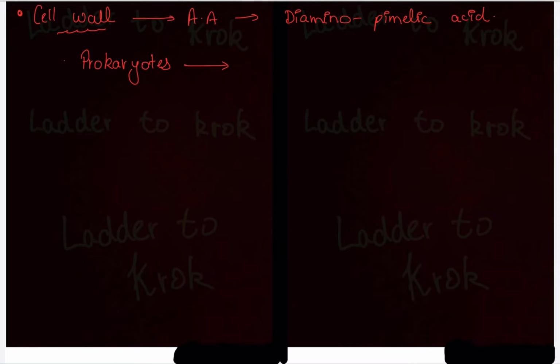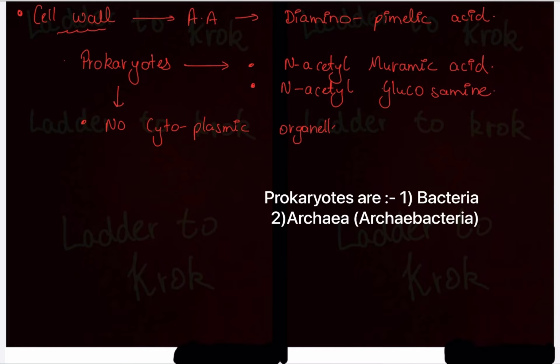Do you know what prokaryotes are? Prokaryotes basically have no cytoplasmic organelles. You can write they have no cytoplasmic organelles, and they also don't have a nuclear membrane. In this list prokaryotes are done.